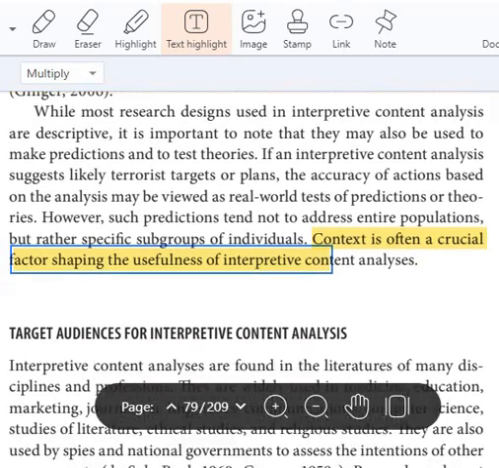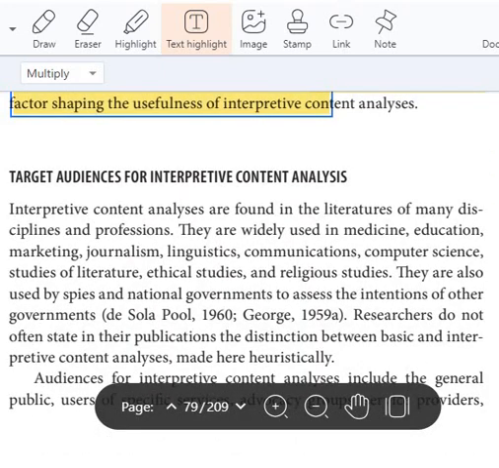Now let's talk about the target audiences for this content analysis. Who do you think are the people concerned here in our research? Here we're talking about various disciplines. We're talking about linguistics, communications, computer science, many things like religious studies and ethical studies. We should remember that this interpretive content analysis is used to analyze the inner intentions and thoughts and the latent meaning of governments of World War II. We should remember these words, okay? Now let's read something about the target audiences here.